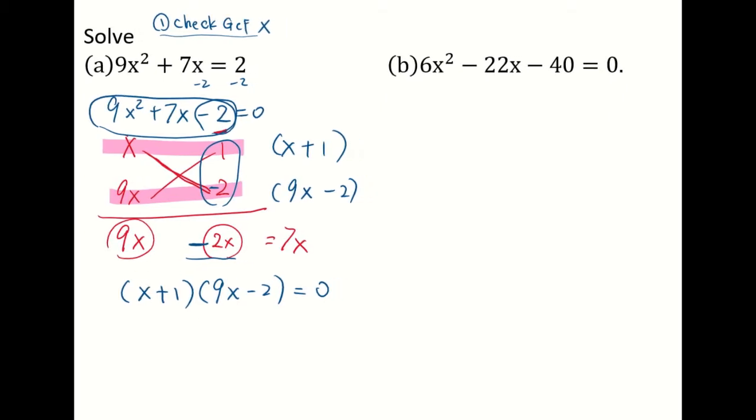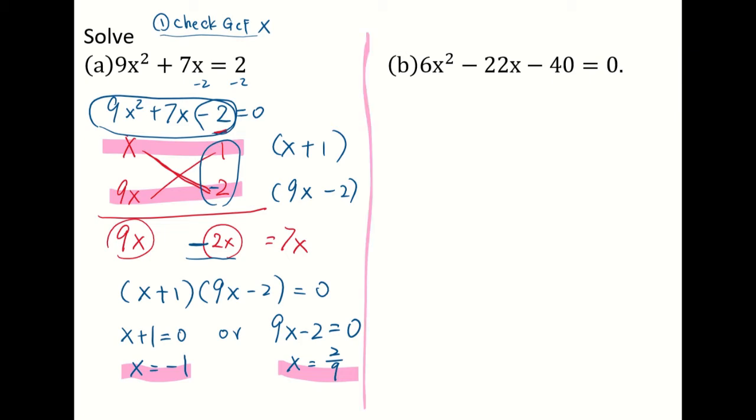So using the zero factor theorem, we can write two equations. The first one is x plus 1 equals 0. The other equation is 9x minus 2 equals 0. Solving for each equation, we'll have negative 1 as one of the solutions, and the other solution is 2 over 9. So here we have two solutions. One is negative 1, the other one is 2 over 9.